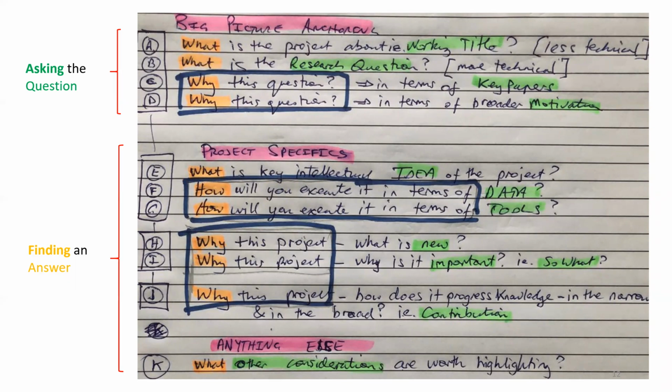So let's move to the latter items of the framework, the project specifics, items E through J. So let's look at the first three of these project specific items, E, F, and G. And these are the building blocks of the pitching research framework. So we have in this set of 3, a what question and 2 how questions. So item E, what is the key intellectual idea of the project?